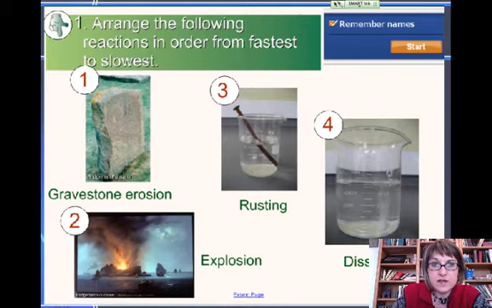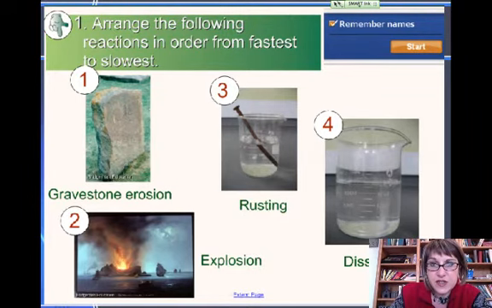First of all, there's a picture of 4 different reactions here, and I'd like you to arrange these reactions in order from fastest to slowest. The first one shows the picture of a gravestone that's being eroded over time into bits of sand and dust, gravestone erosion. The second one is an explosion, and it looks like a ship is exploding or something.